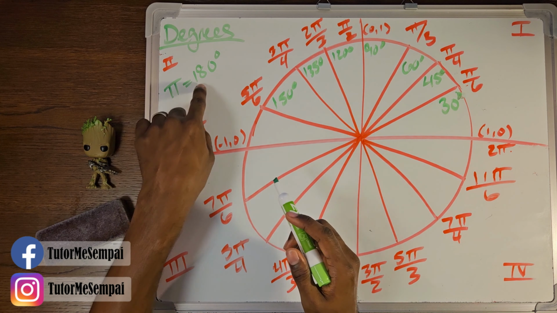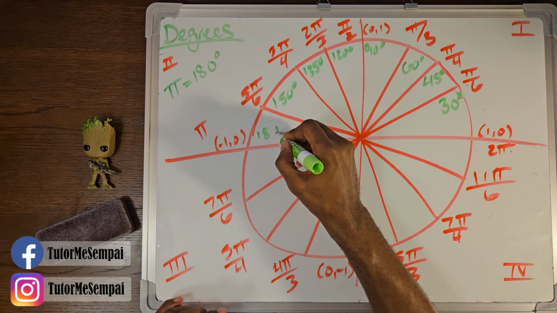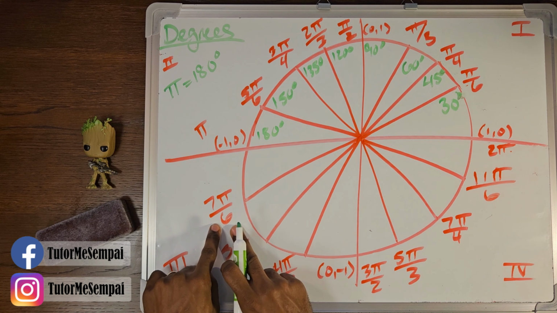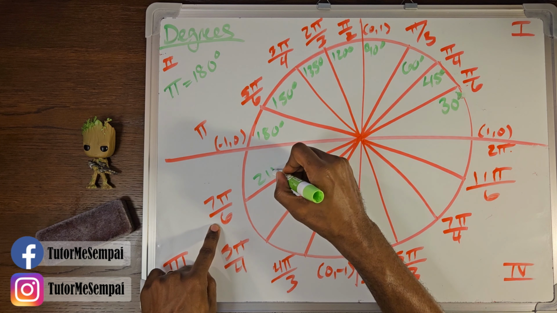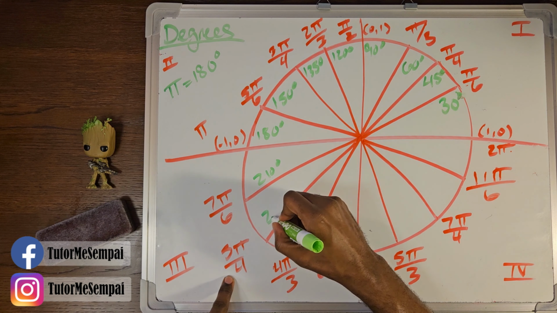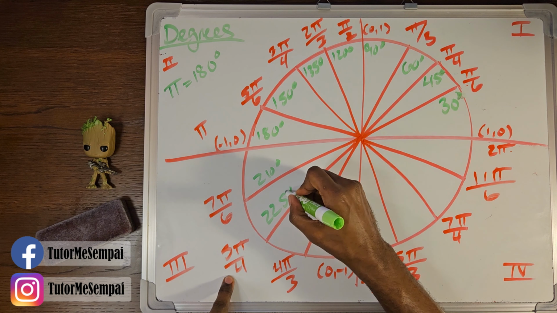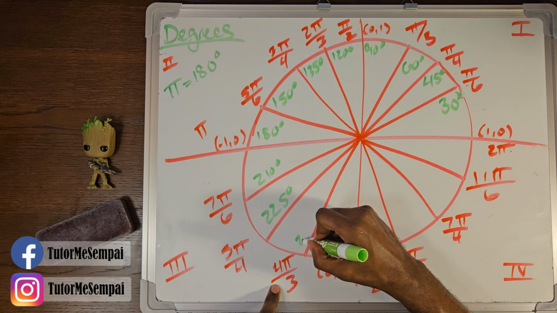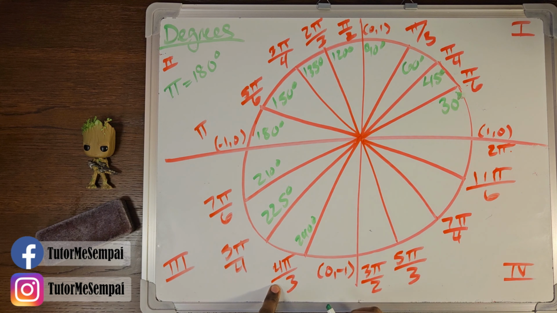We already said that pi is 180, so you could just write that right there. 7 times 180 divided by 6. That's going to be 210 degrees. 5 times 180 divided by 4. That's going to be 225 degrees. 4 times 180 divided by 3. This is going to be 240 degrees.